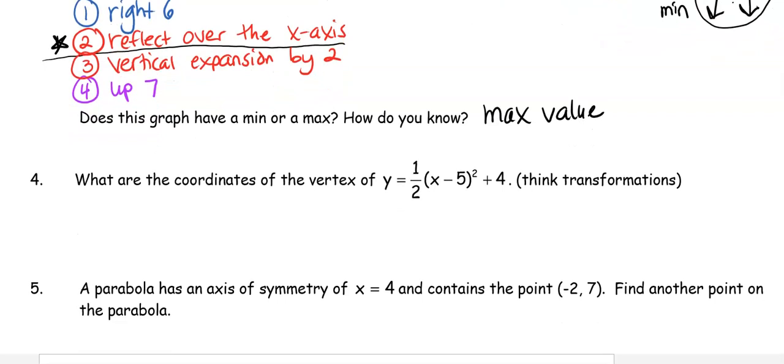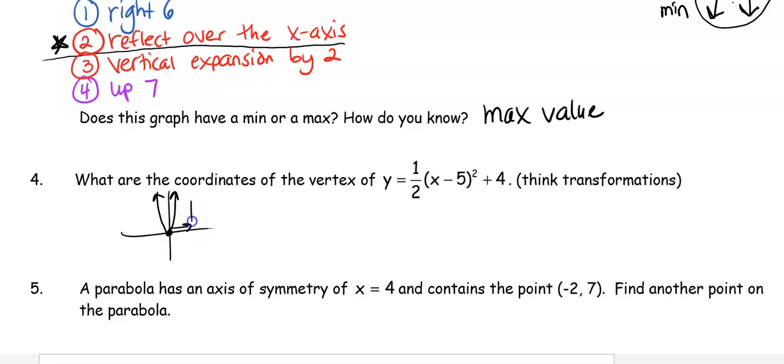Next one, what are the coordinates of the vertex of y equals 1/2 (x minus 5) quantity squared plus 4? All right, so this may seem like a really hard question, but think about your graph. The parabola, the vertex, comes from the horizontal and the vertical shift. Remember, you have a parent function. This would be our parent function. And then everything is transformations based on that.